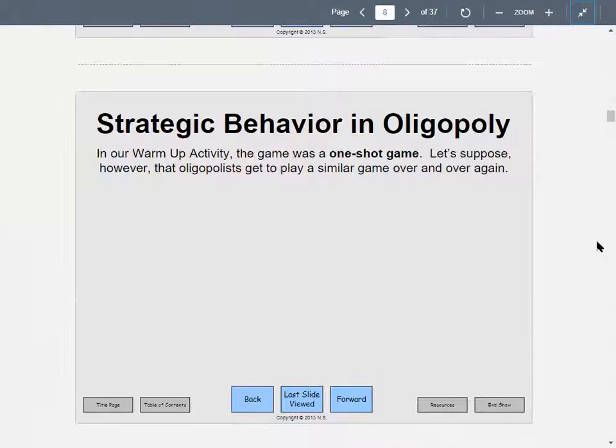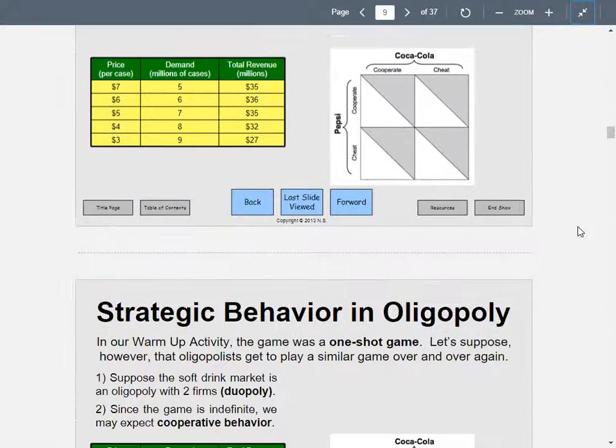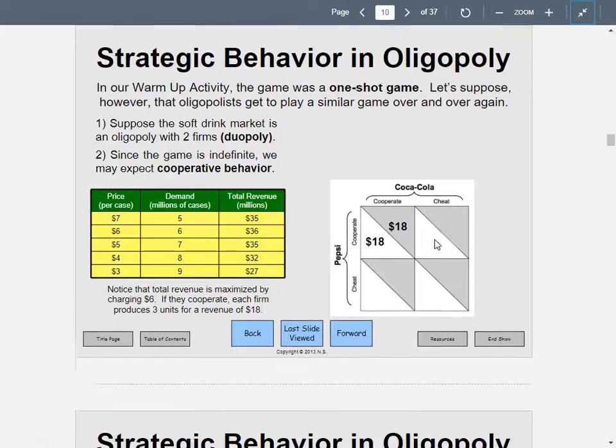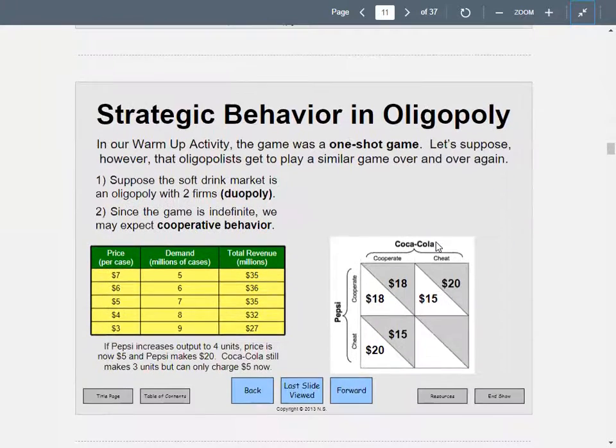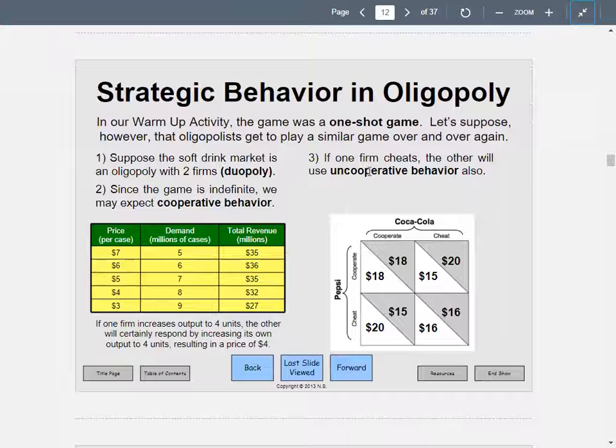Strategic behavior in oligopoly. So we didn't do the warm-up game, but follow along. Suppose the soft drink market is an oligopoly with two firms, which is known as a duopoly. So we got Coke and Pepsi. Since the game is indefinite, we may expect cooperative behavior because they're going to have to deal with each other over an extended period of time. If one firm cheats, the other will use uncooperative behavior as well.